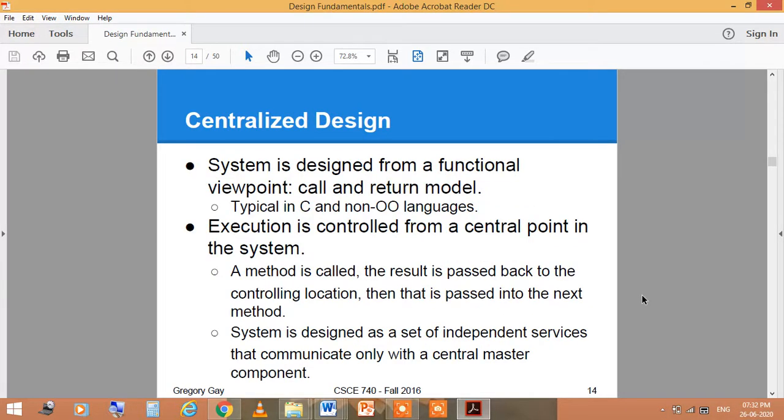Now the next one is a centralized design. In centralized design, the system is designed from a functional viewpoint, a call and return model. This is typically in C and non-object oriented languages. In this, execution is controlled from a central point in the system. A method is called, the result is passed back to the controlling location, then that is passed into the next method, and the system is designed as a set of independent services that communicate only with a central master component.